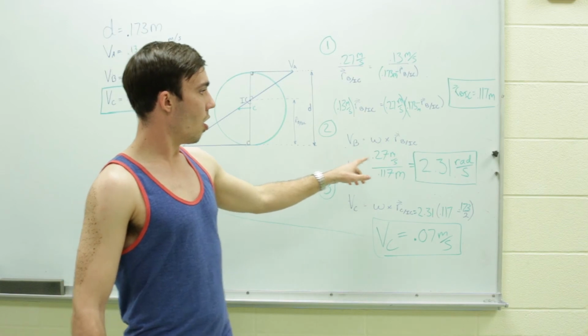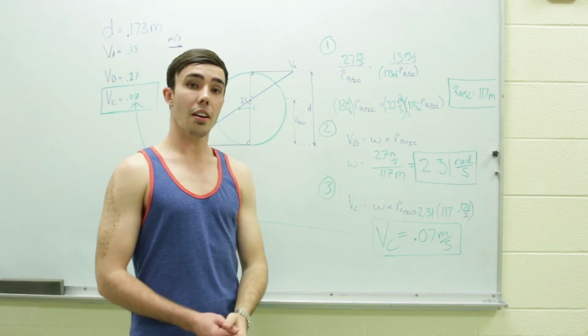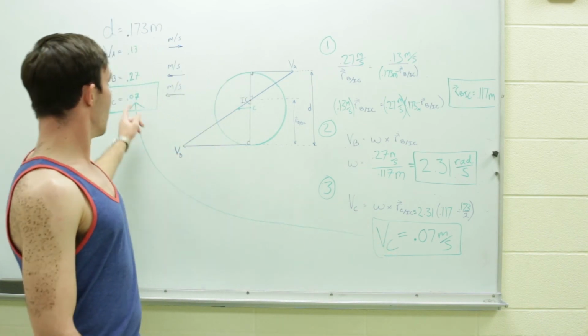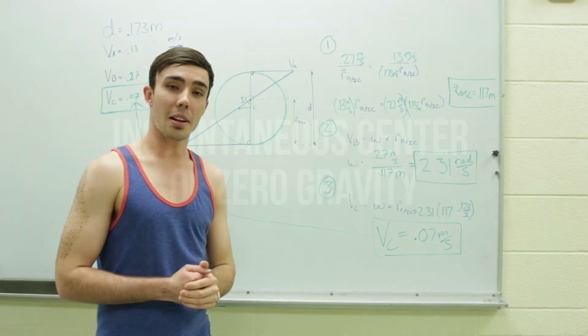And using omega, now that we've solved for that, we can solve for the velocity of our cylinder. And as you can see here, 0.07 is the same as our actual value that we got during our experiment. Thanks.